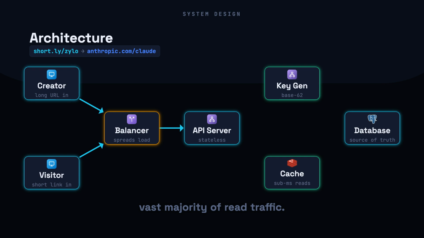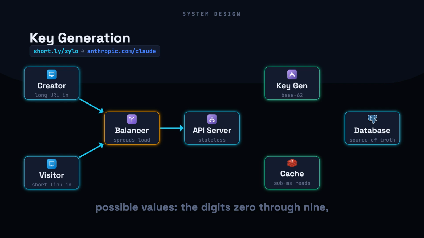A short code is just a compact string, 7 characters picked from 62 possible values: the digits 0 through 9, plus all 26 lowercase and 26 uppercase letters. 7 characters from 62 gives over 3.5 trillion unique combinations, far more than any real shortener will ever exhaust, even at the scale of billions of stored links.